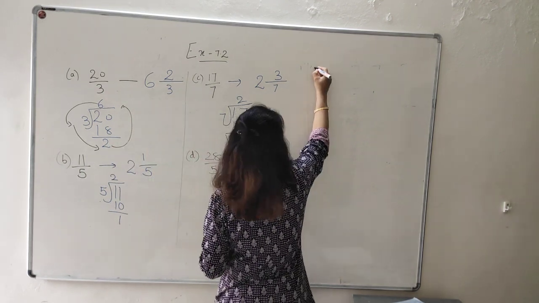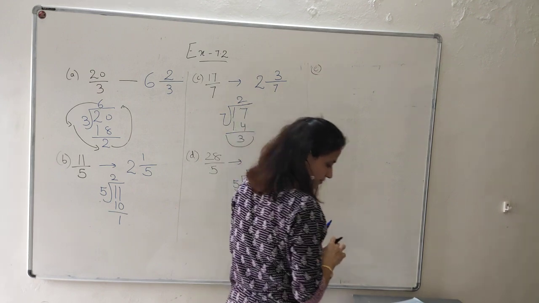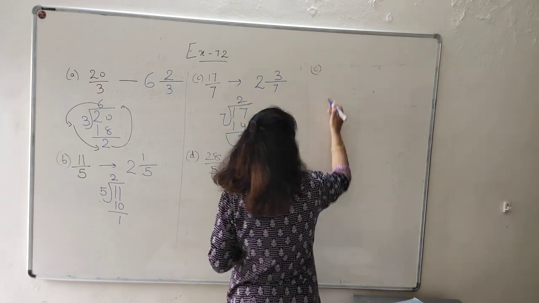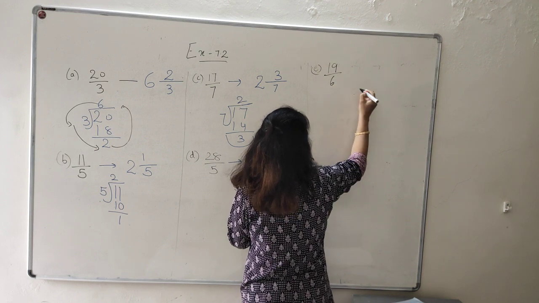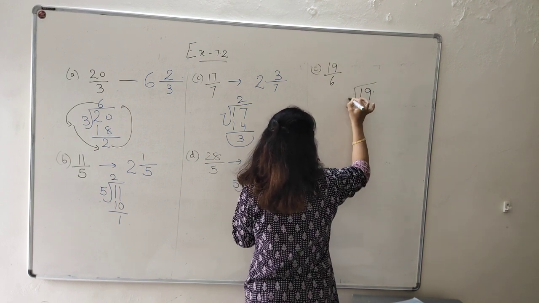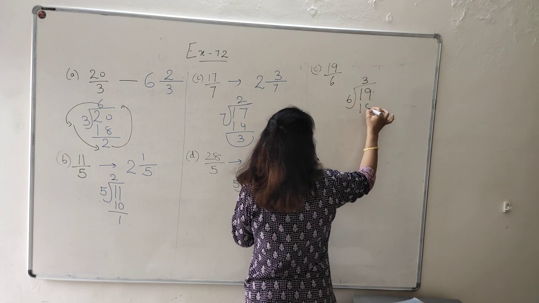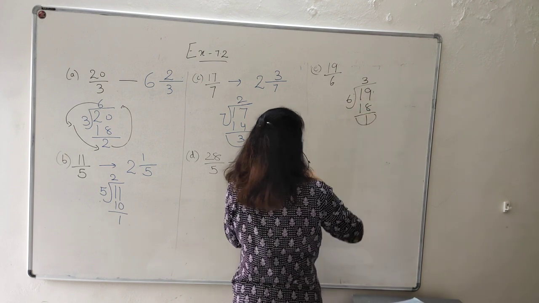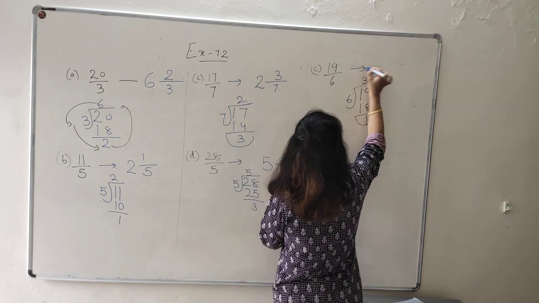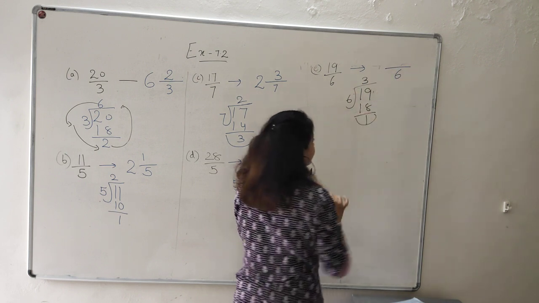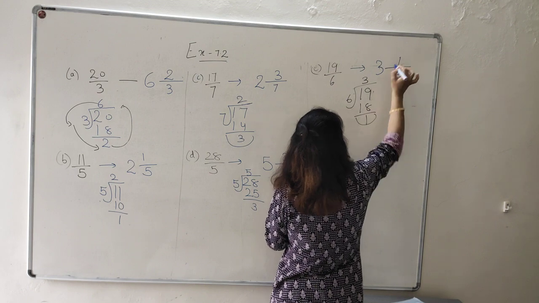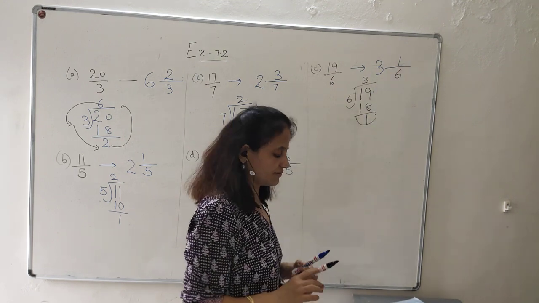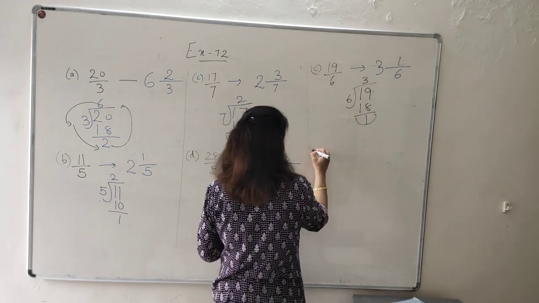The next one, E, 19 upon 6. Divide 19 by 6. 6 3s are 18. Remainder is 1. So first of all I will write 6 in the denominator, then the quotient will become the whole number and the remainder will become the numerator. F.